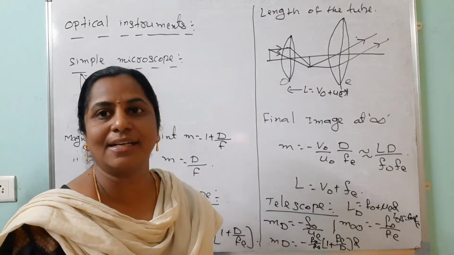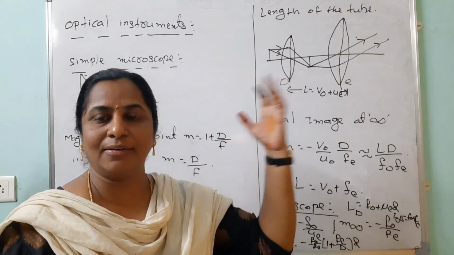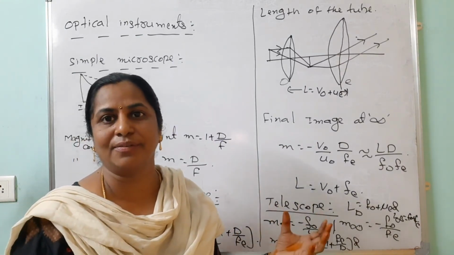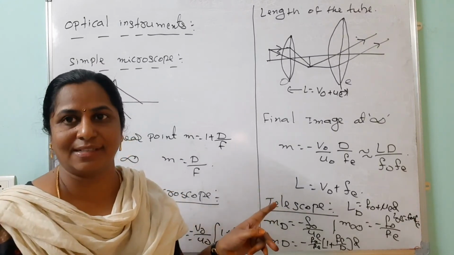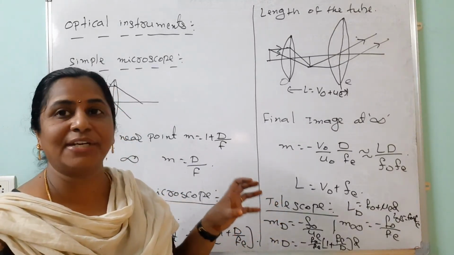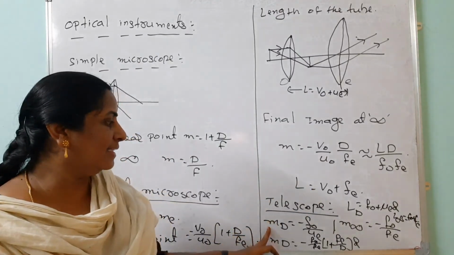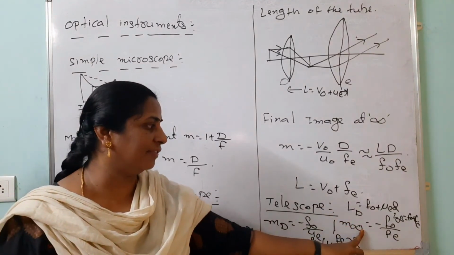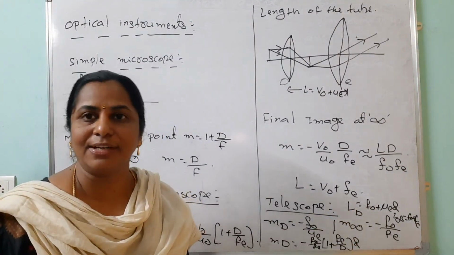Then the last one is the telescope. It increases the visual angle, so far objects can also be seen clearly. That is the use of the telescope. And here also we are using two convex lenses, but in this case the objective lens's focal length is more compared with the eye lens. This is the magnification at near point, and this is the magnification at far point, and this is the distance between the two lenses.